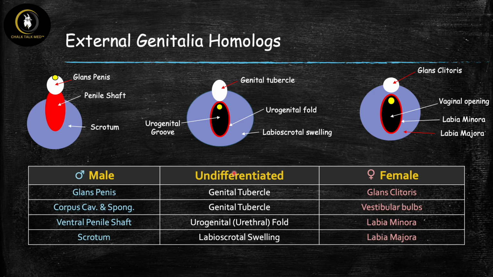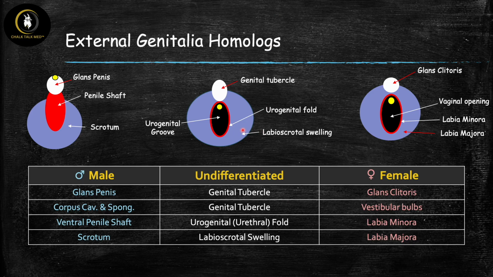But the genital tubercle also becomes the erectile tissue in both male and female. So in the male, it becomes the corpus cavernosum and corpus spongiosum, which are the erectile tissues in male. And then it becomes the vestibular bulbs, which are the erectile tissues in the female. And so these two are homologs of each other, and both of them come from the genital tubercle.